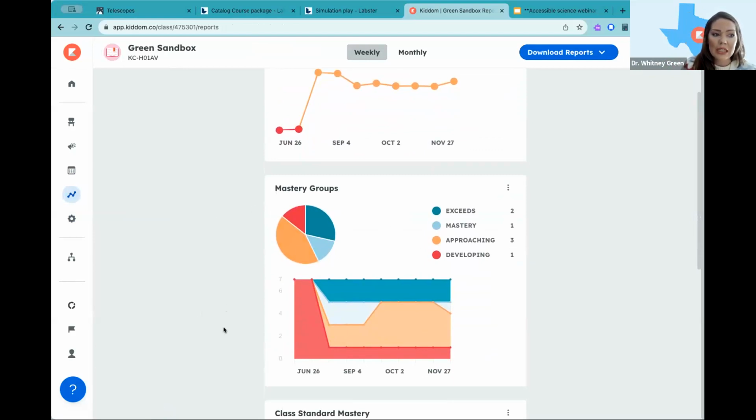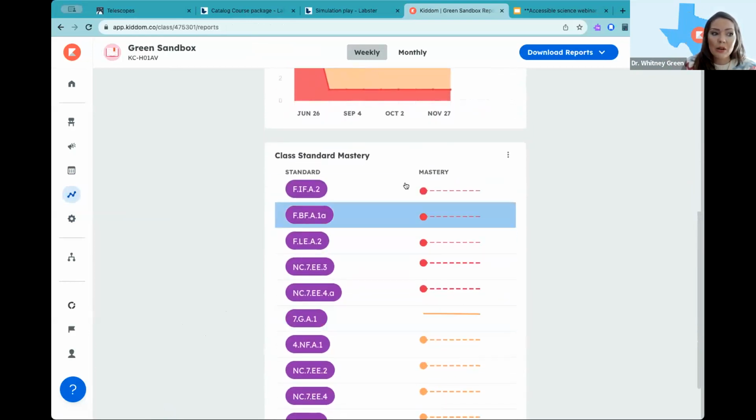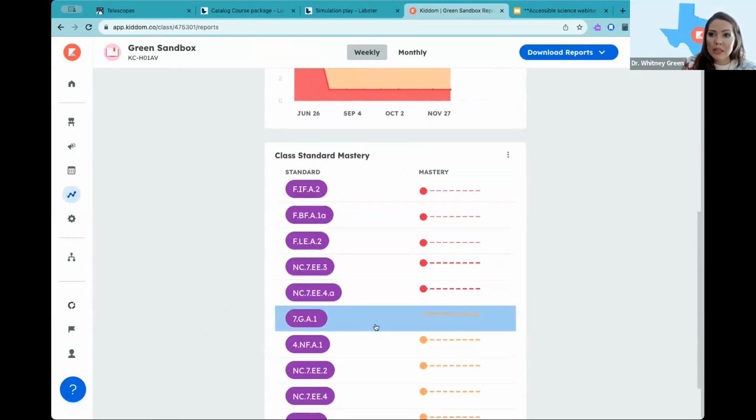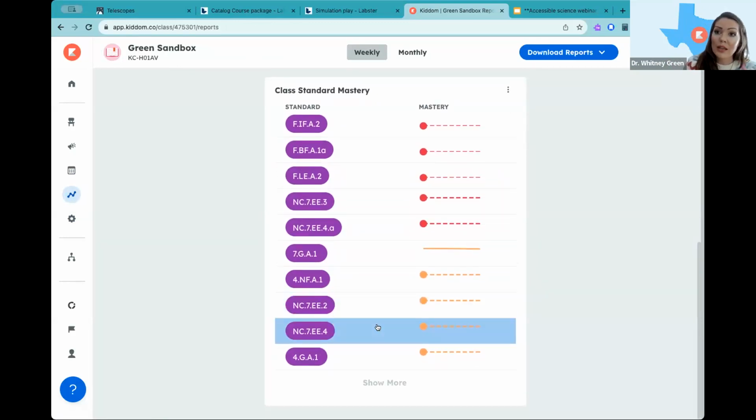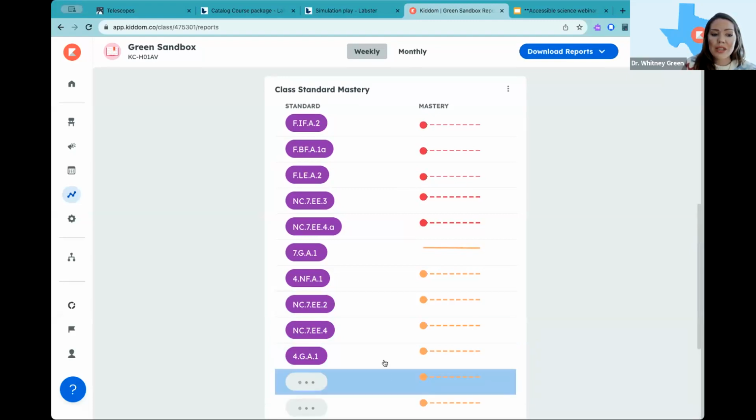And again, it's just easy for me to see where my students are at, how many, and what I need to do with those students. I'm going to dig in a little deeper. Down below here, these are all the standards that I have assessed my students on. It could have been an assignment or an assessment. And from here, we also know data trends.